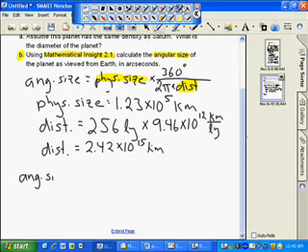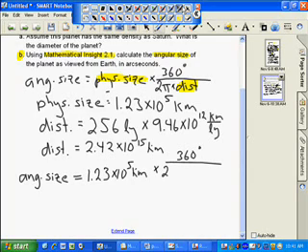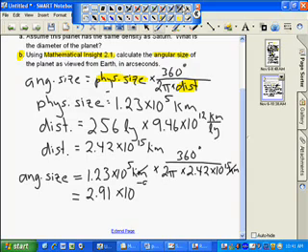So angular size is going to be equal to the physical size, which was 1.23 times 10 to the 5 kilometers, times 360 degrees divided by 2 pi times the distance, which we figured out was 2.42 times 10 to the 15 kilometers. Okay, here's where you might want to pause, work this out for yourself, and then come back and we'll compare answers. So the kilometers are going to cancel, and we're going to be left with units of degrees here. And I get 2.91 times 10 to the minus 9 degrees.